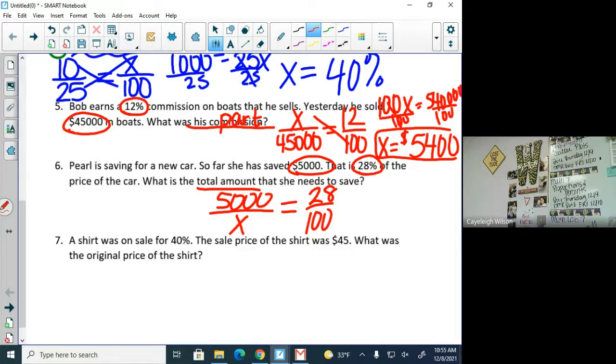So I'm going to cross multiply. Divide by 28, and she needs $17,857.14. Is that a reasonable price for a car? Yes. It's a reasonable price for a car. It's actually very cheap for a car.